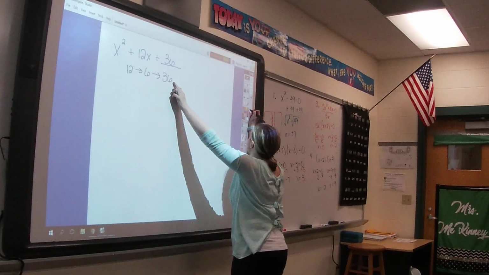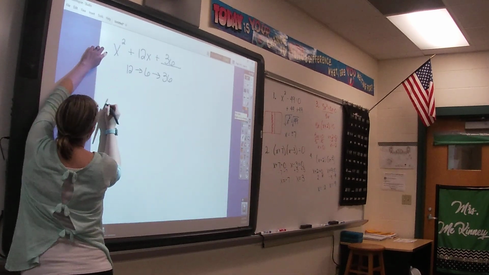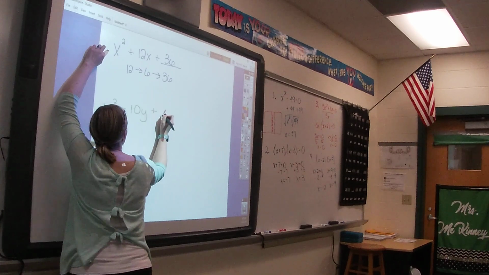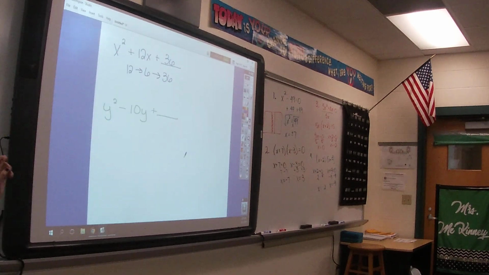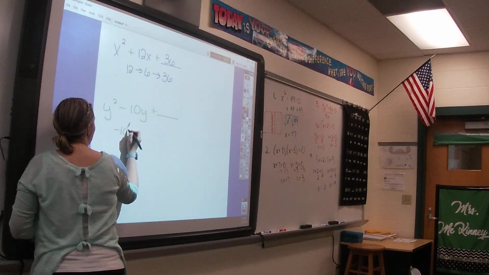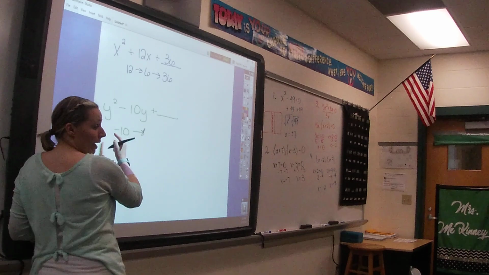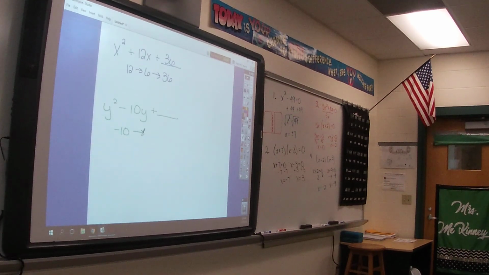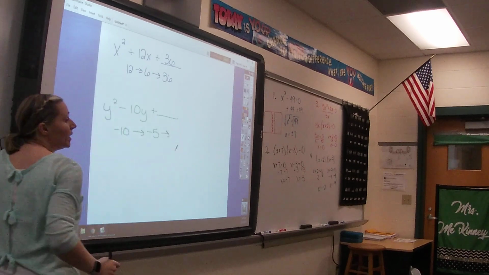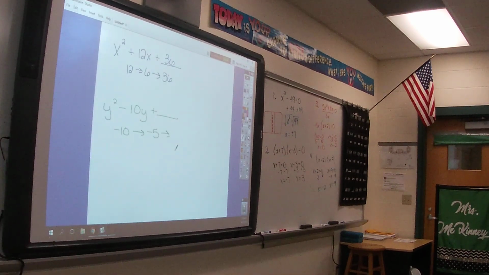Okay, so what if I did y squared minus 10y plus blank? What does b equal? Negative 10, right? What's half of that? Negative 5. And what is negative 5 squared? 25. Positive 25.